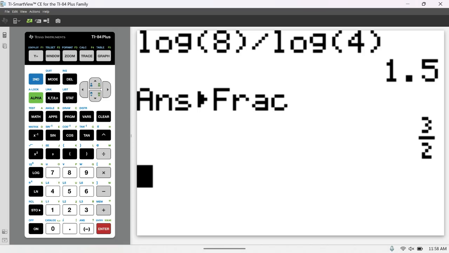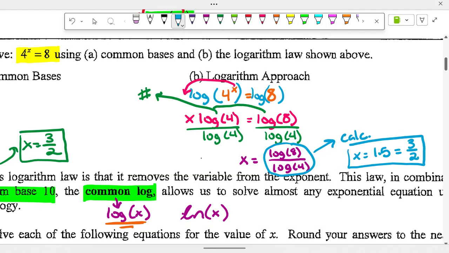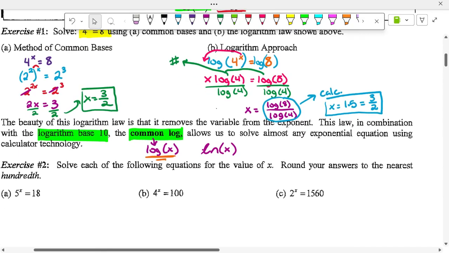Also, if you don't know where the log key is, it's to the left of the 7. All right, any questions on how to put that into the calculator? All right.